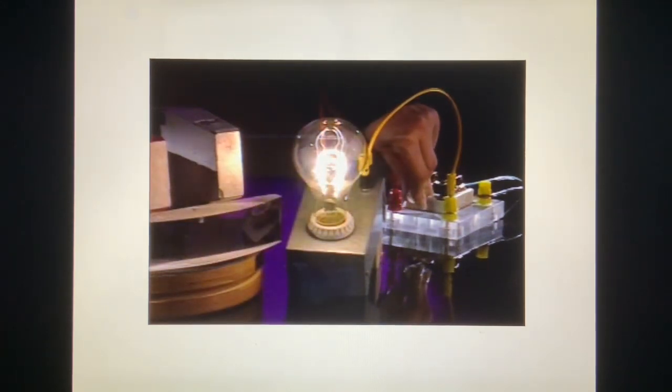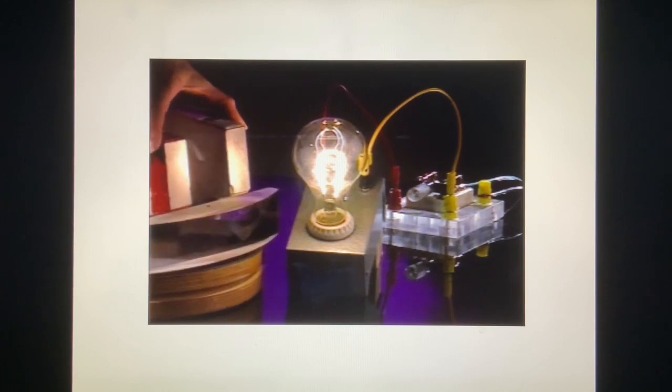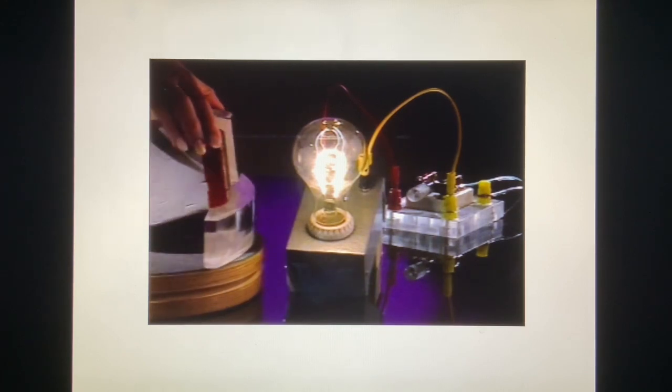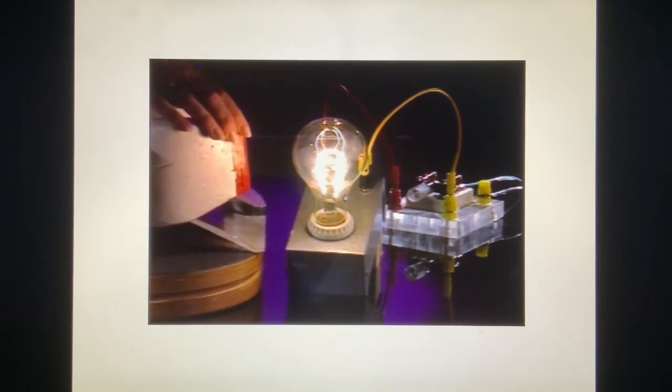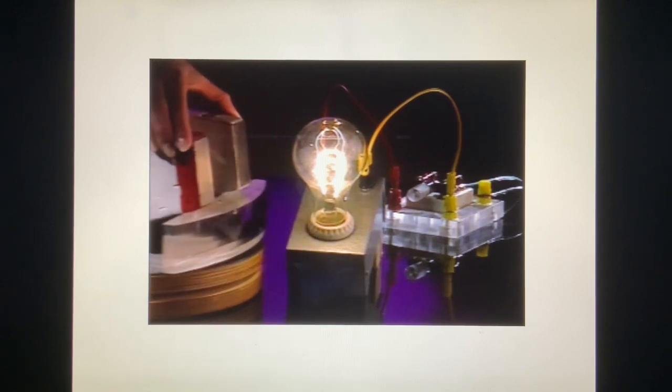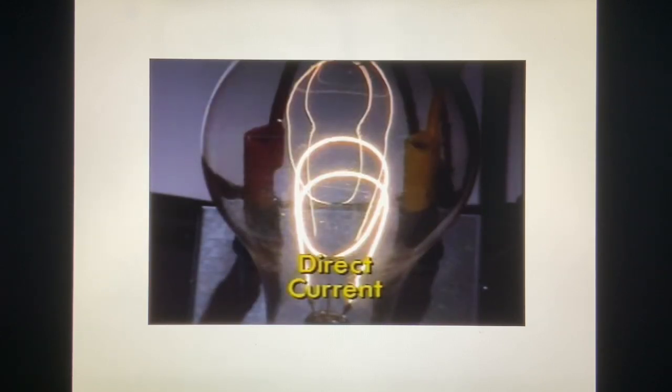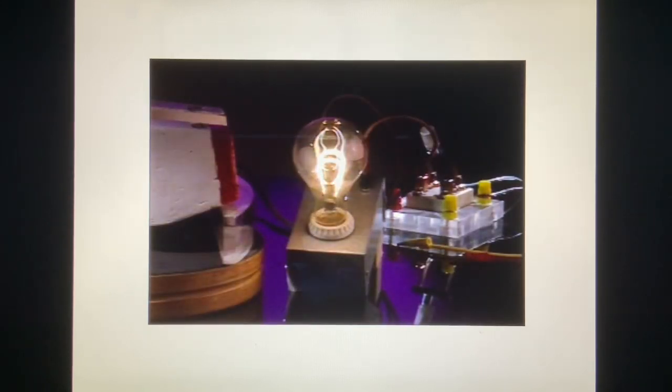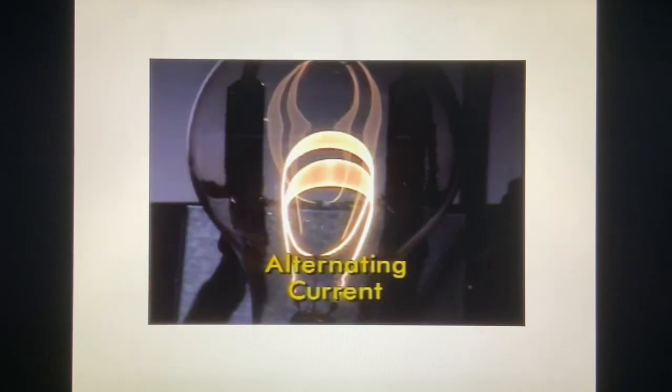This light bulb is attached to a two-way switch so that it can be powered either by direct current or alternating current. When we bring a large magnet up to the light bulb operating on direct current, the filament bends to one side because of the magnetic force on the electrons flowing through the filament. If we run the bulb on alternating current instead, the filament sways back and forth 60 times per second as the current reverses direction.